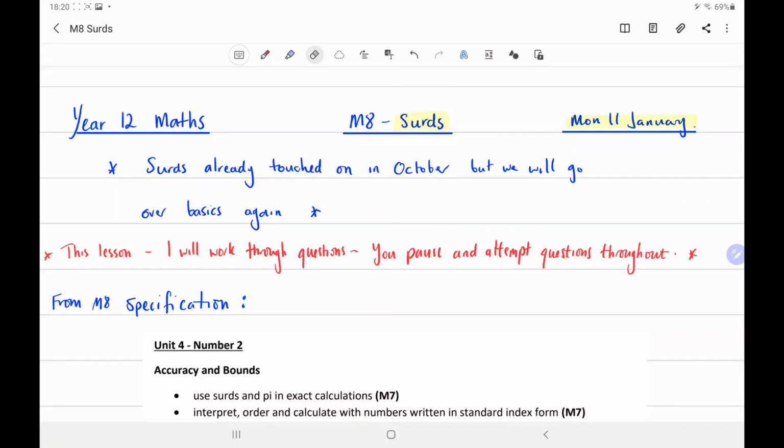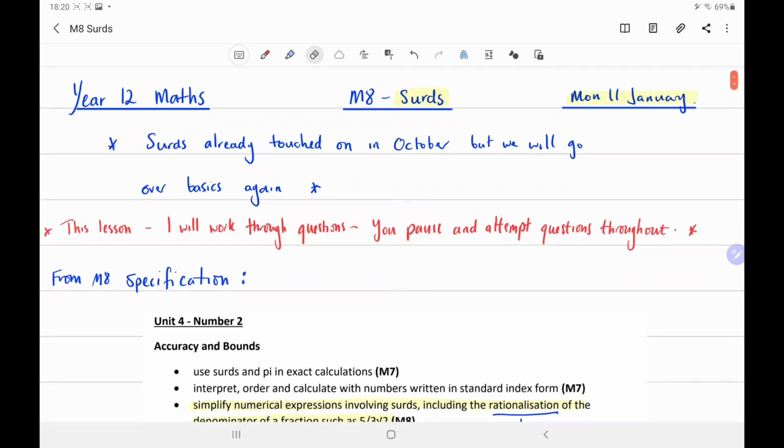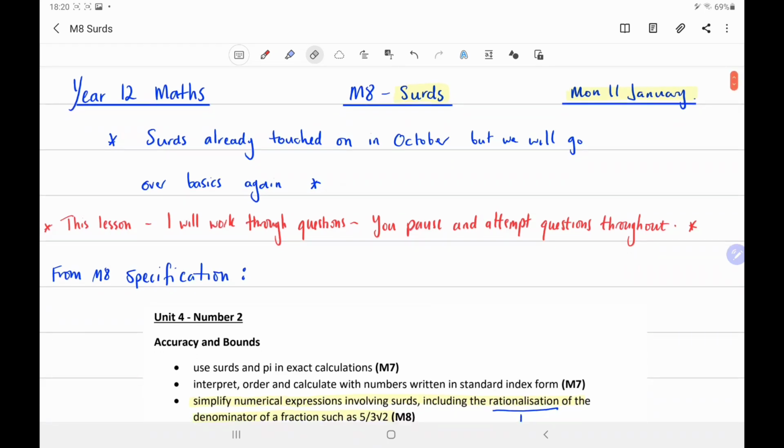Today's lesson, on Monday the 11th of January, is we're going to look at surds. Now, you might remember that we did look at surds briefly before the Halloween break, but we will go back over from the start so that we can do the harder questions that we haven't seen yet.